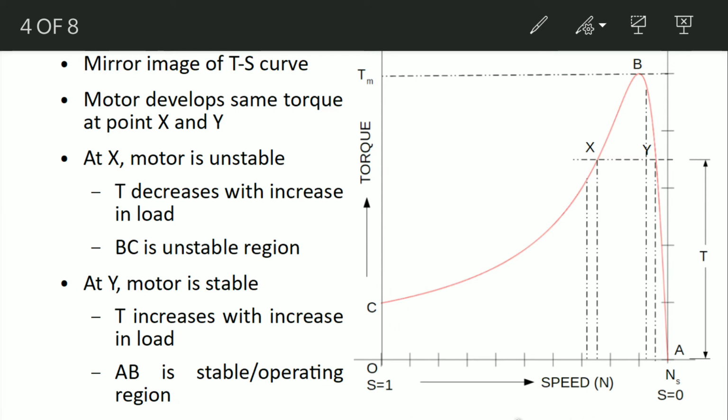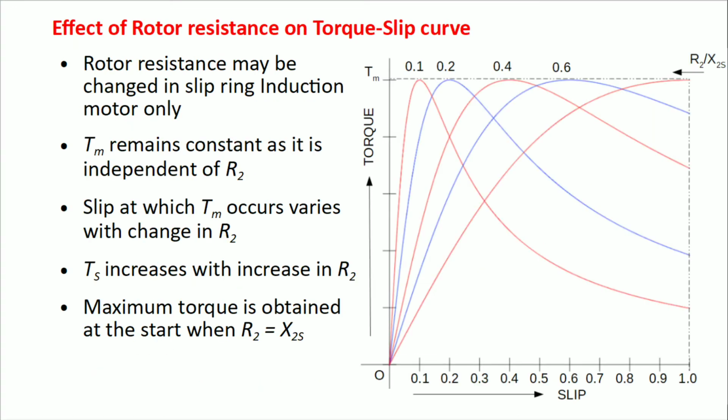Next is the effect of rotor resistance on the torque slip curve. Means we are having the torque slip curve as already discussed. It is simple: first it is 0 at 0 slip, then increases directly proportional to slip, attains a maximum value, then it is inversely proportional to slip. At starting it is this much. Starting torque we have already discussed is low.